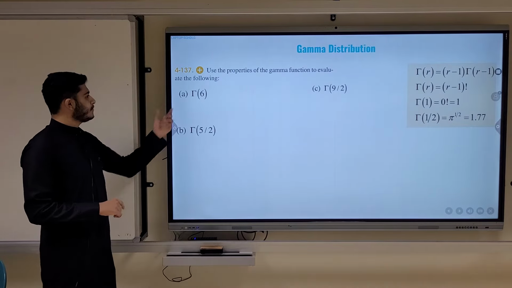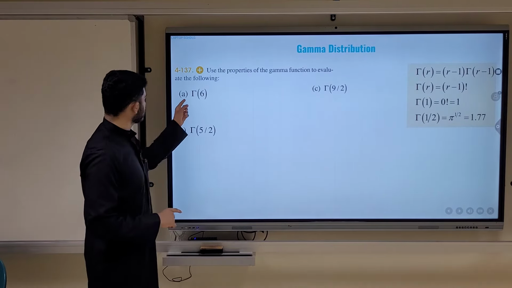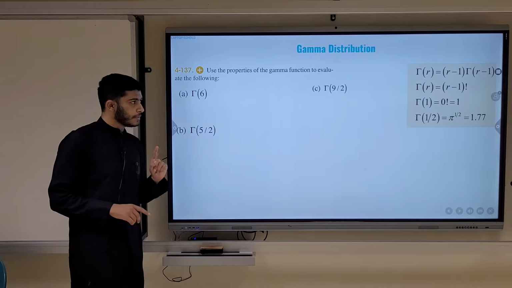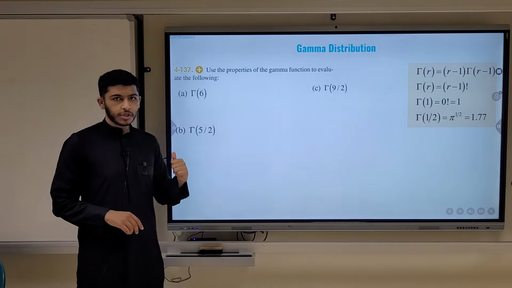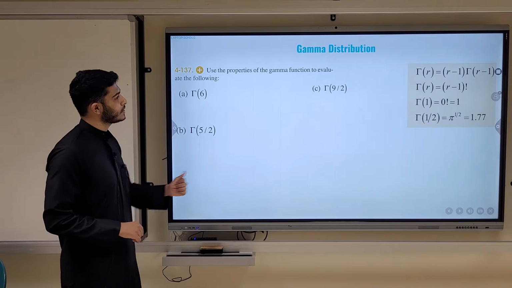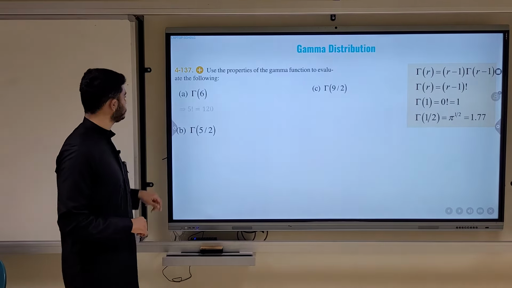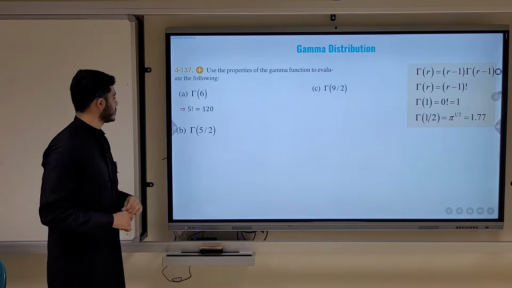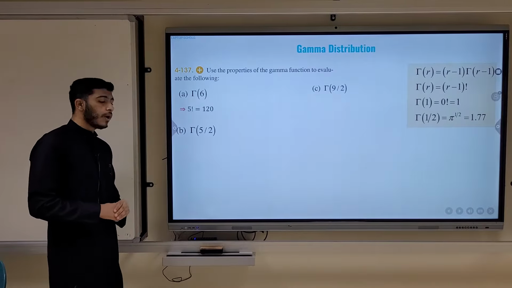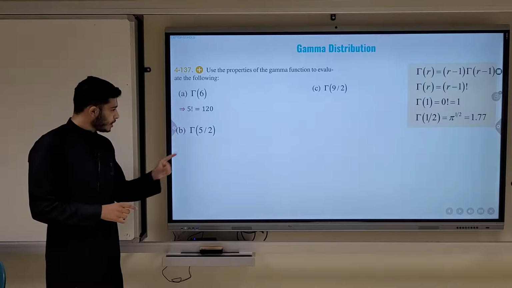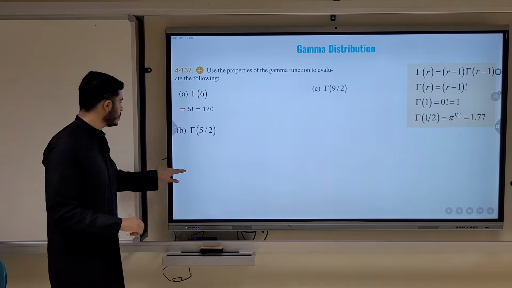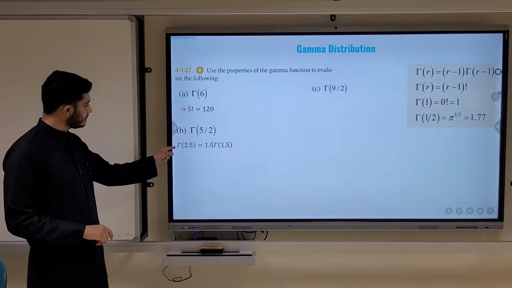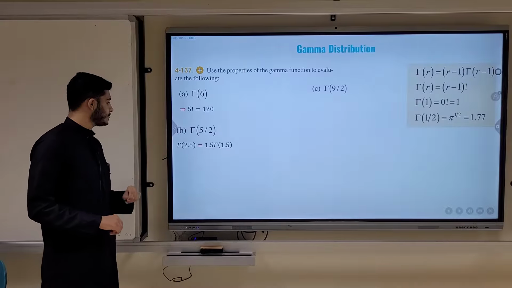So let's go with the first question. The first question gives us gamma of 6, and we know that one of the properties is, if we have a whole number inside the gamma function, we can subtract 1 and take its factorial, which is the second property there. So as easy as it goes. Next one, gamma of 5 over 2. When I have a fraction over 2 like this, I like to convert it into a decimal. So when we convert it into a decimal, it's going to be gamma of 2.5.